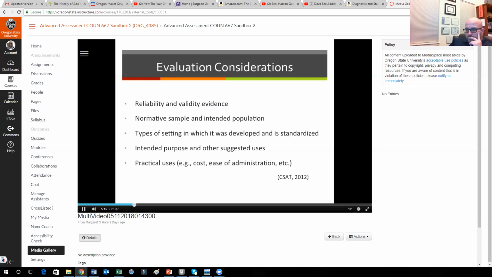Considerations when evaluating tests to use would be reliability and validity evidence, the normative sample and intended population, the type of setting in which it was developed and is standardized, its intended purpose and other suggested uses, as well as practical considerations such as cost and ease of administration.